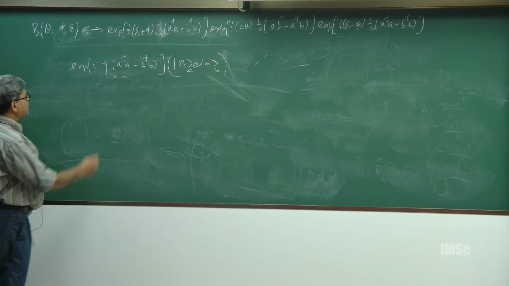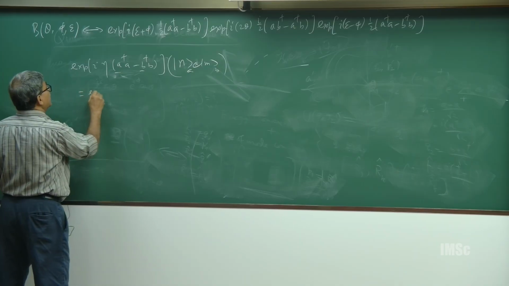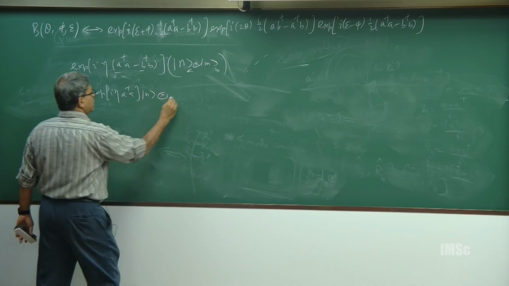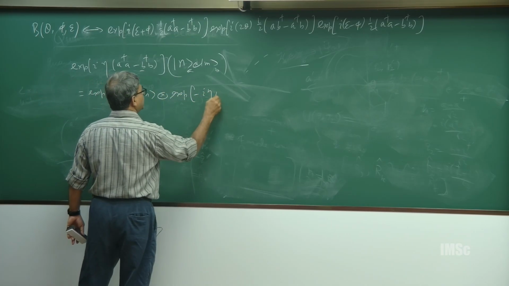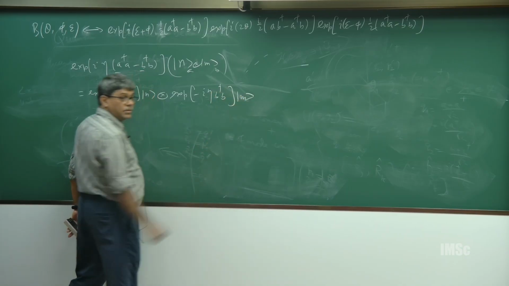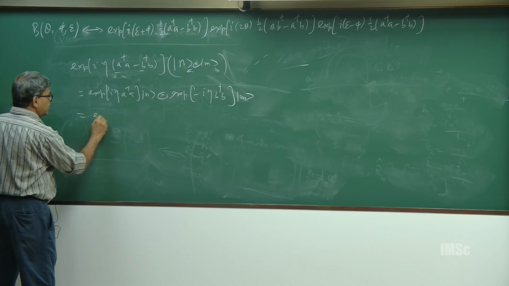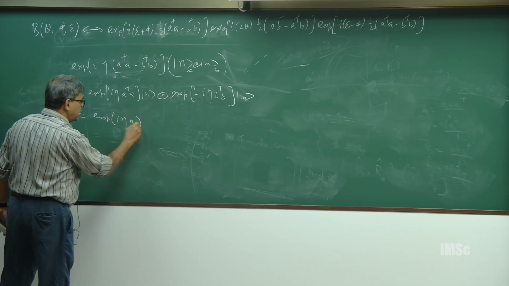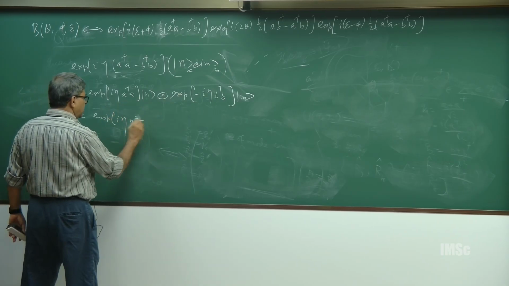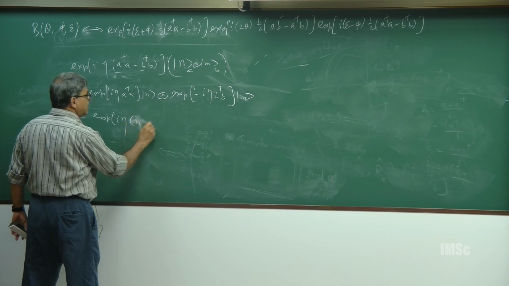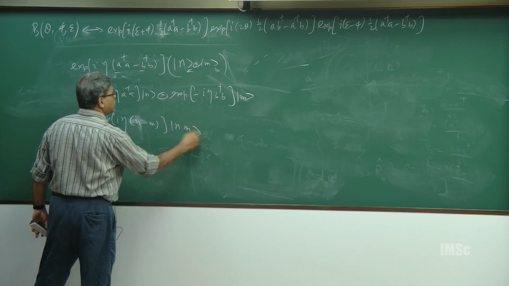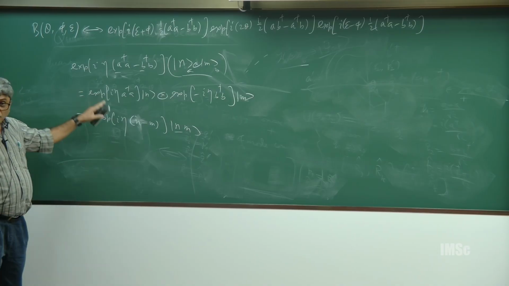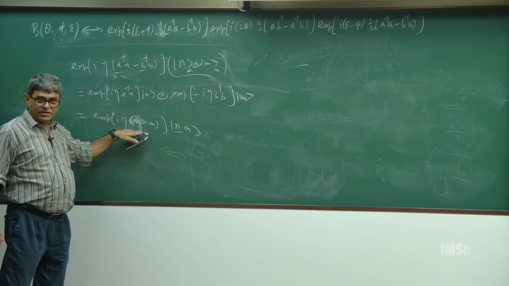Because these are commuting, I can write it as exponential of i eta a dagger a acting on n, tensor product, exponential of minus i eta b dagger b acting on m. So this will be exponential of i eta times n minus m, acting on n tensor m. Is that clear? So basically this transformation introduces a global phase.